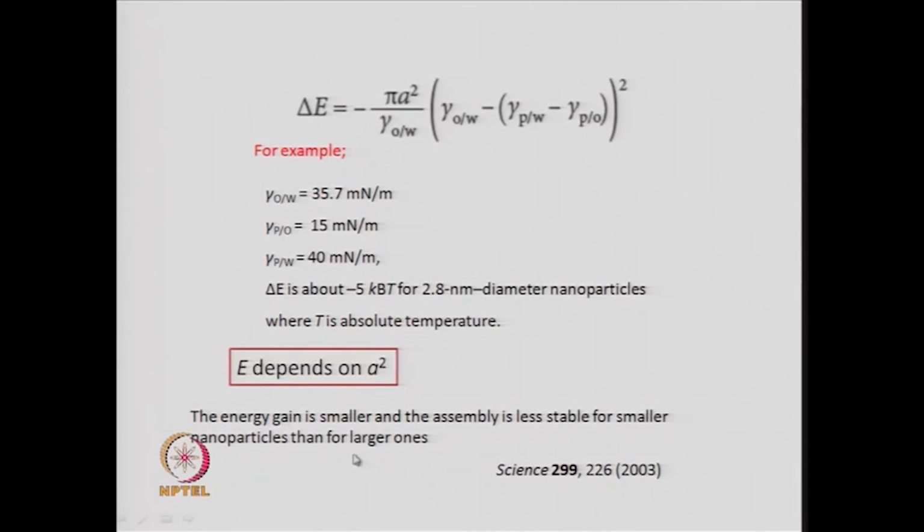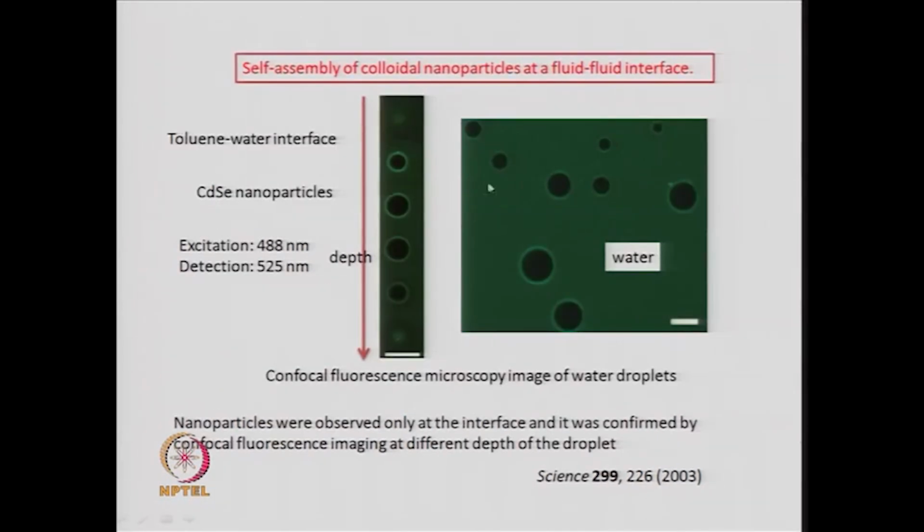So, if the particle size is very small, then the monolayer that you get, the LB film, the self assembled layer which you get on the liquid liquid interface, is much less stable than for particles which have larger radii, and that is given by this equation. So, this is an example of self assembly of colloidal nanoparticles at a fluid fluid or liquid liquid interface.